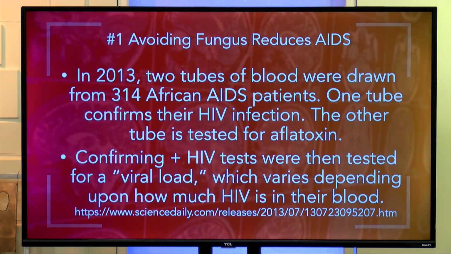In 2013, 2 tubes of blood are drawn from 314 African AIDS patients. One tube confirms that they do have an HIV infection. The other tube is tested for aflatoxin. That's that mold byproduct that's poisonous. Confirmed positive HIV tests were then tested for their viral load, which varies depending on how much HIV is in their bloodstream. Okay, you got that? 2 tubes of blood. We're going to confirm you have AIDS, and then quantify how much is in your blood. And this one is going to be tested for something called aflatoxin. What's aflatoxin? It's a mold, and it happens to be in the foods you're eating every day.